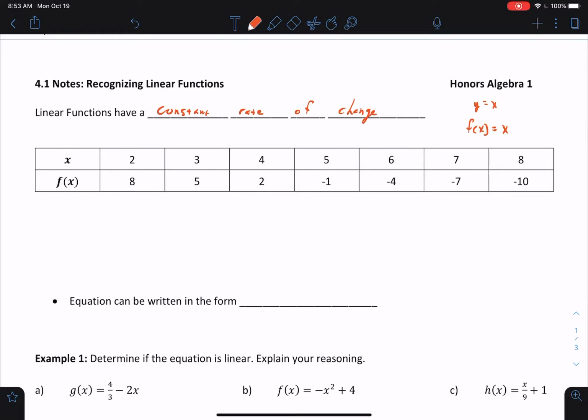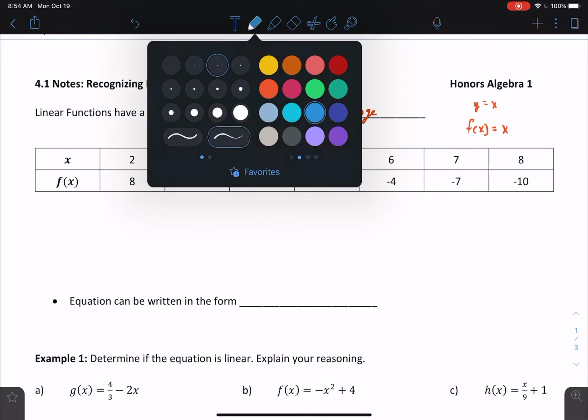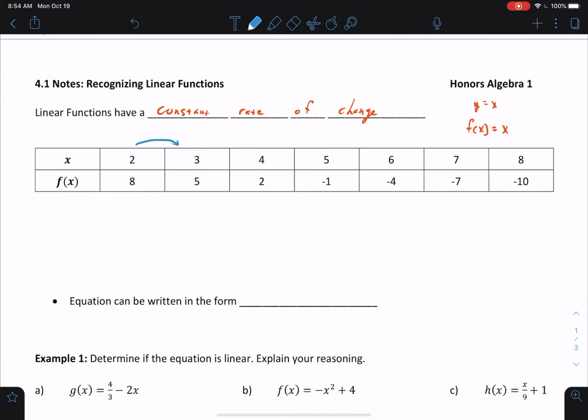And what that means is as the x values go up by a certain constant, the outputs, the y values, are also changing by a certain constant. So like these x's from 2 to 3, I add 1, 3 to 4, I'm going up by 1, 4 to 5, up by 1, 5 to 6, up by 1, 6 to 7, up by 1, 7 to 8, up by 1. So my input values, my independent variable, my x coordinates are going up by 1.